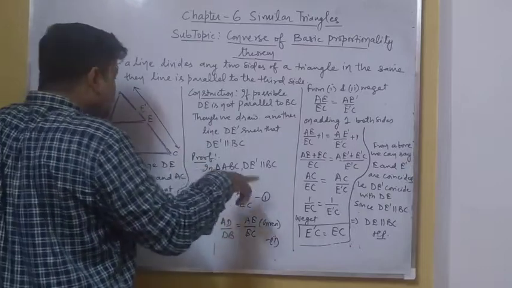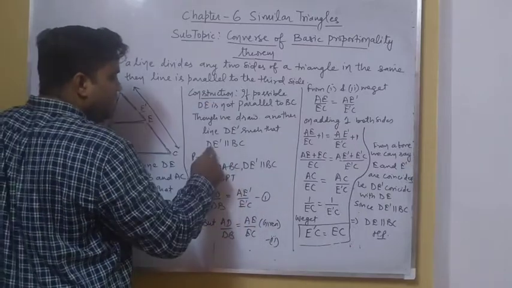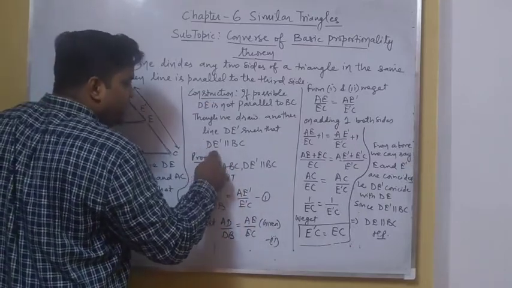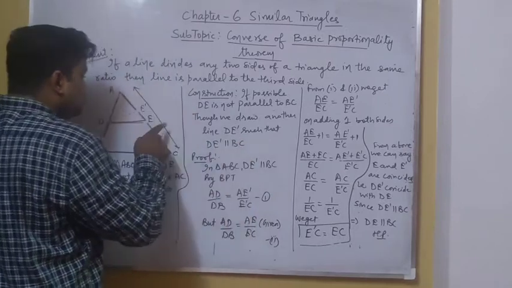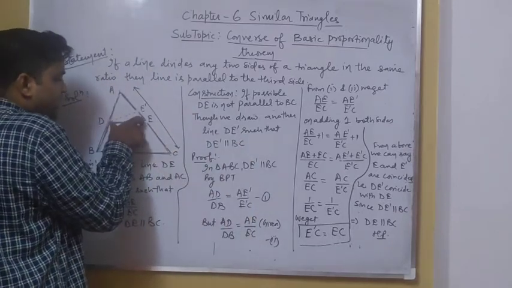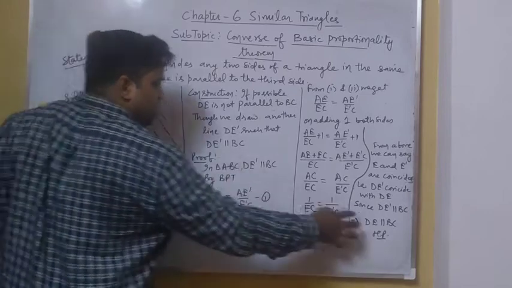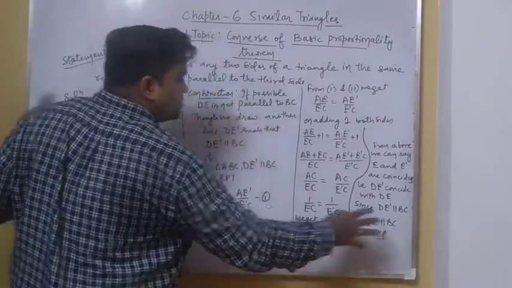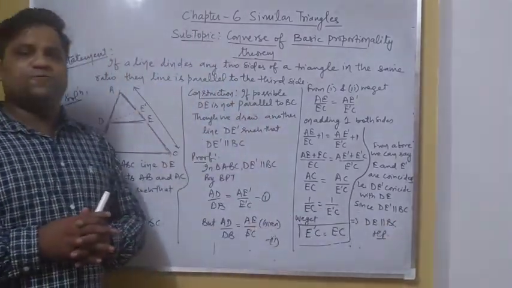Since in the construction we said that DE dash is parallel to BC, similarly we can say that DE is parallel to BC, which is the required proof of the theorem.